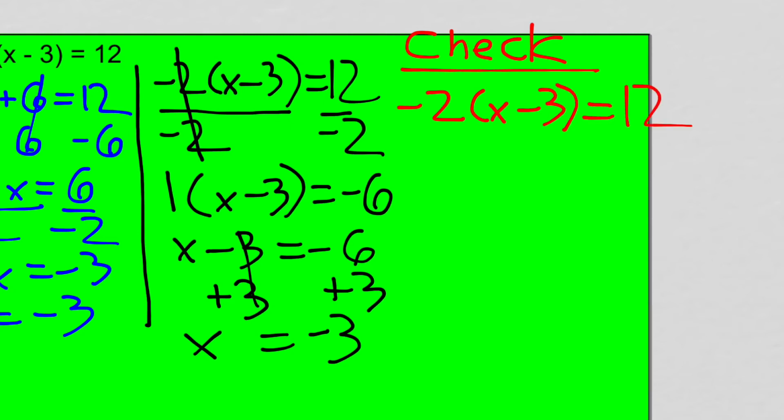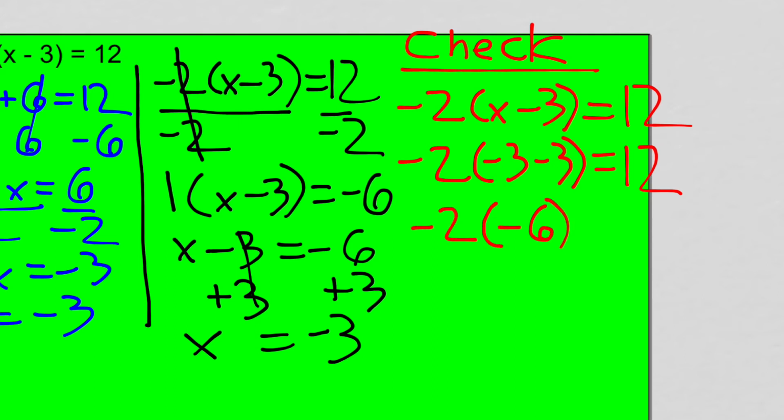And we're going to substitute our answer in for x. So our answer for x was negative 3. So I'm going to do negative 2, replace x with negative 3, and that's minus 3, equals 12. Okay, I'm going to do the parentheses first. 3 negatives and 3 negatives is 6 negatives. So that's negative 2 times negative 6 equals positive 12. And that's right, correct? Negative 2 times negative 6, a negative times a negative is a positive. 12 equals 12, and we're all good.